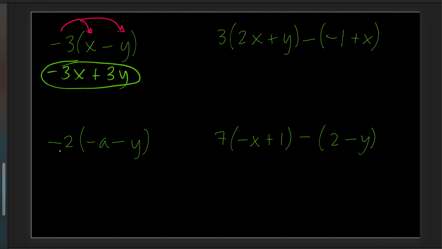So now for this one, we have negative 2 times negative a minus y. So we're going to have to distribute the negative 2 to each one of these. Kind of weird looking, but we'll do it, okay? Negative times negative, we know that's going to be a positive. Negative 2 times negative a, that's 2a. Here we have negative 2 times negative y. Negative times negative, that would be a positive. So negative 2 times negative y, that's going to be a positive 2y.